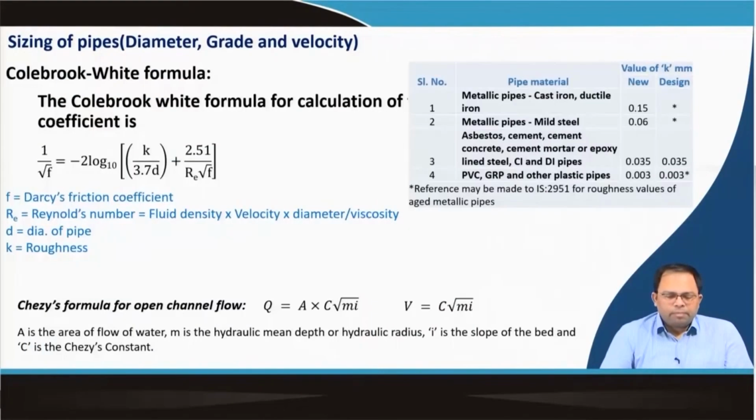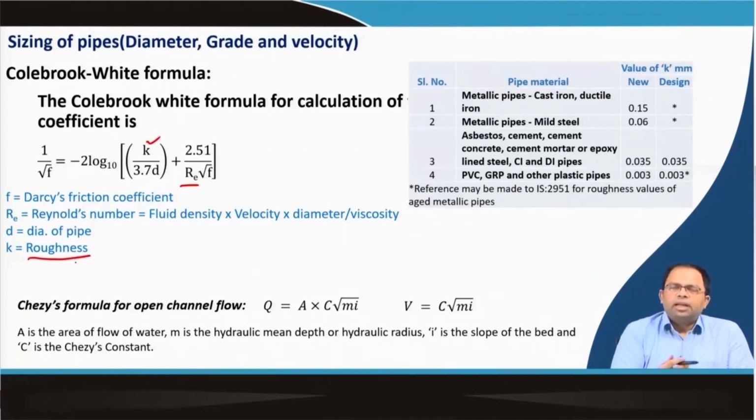Now, let us see the Colebrook-White formula. Here, 1 by root f, where f is Darcy's friction coefficient, is equal to -2 log to the base 10 of (k by 3.7 d plus 2.51 divided by Re into root f). Re is again the Reynolds number, and k is the new term, which is the roughness.